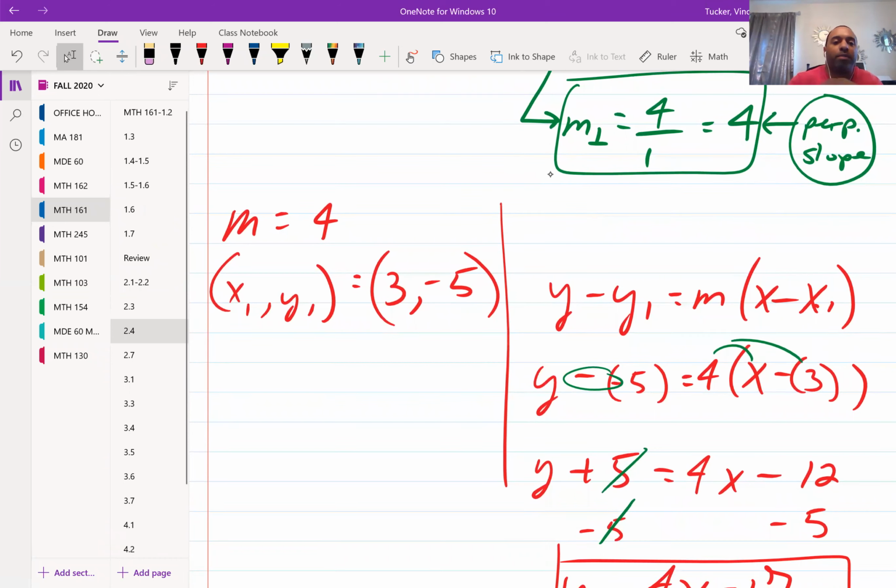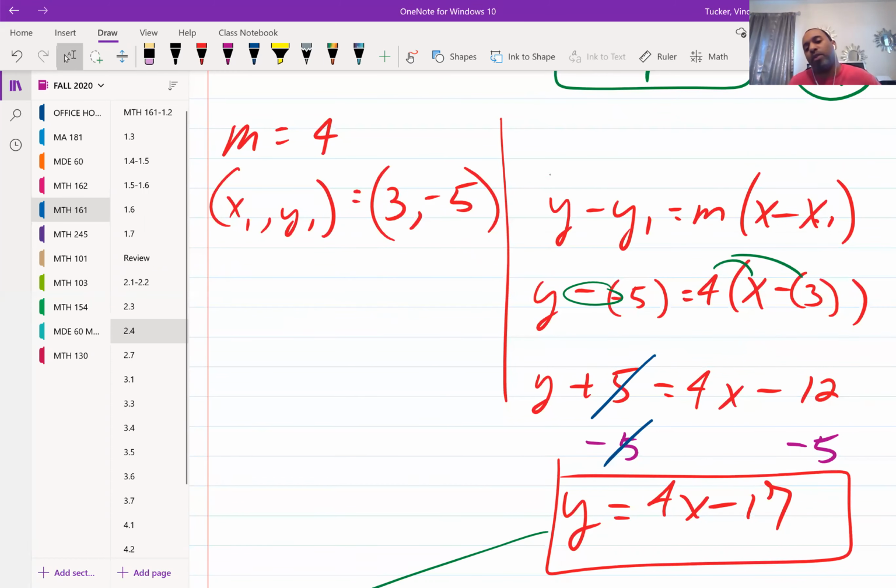So that'll be y plus 5 equal to 4x minus 12 after you do your distribution. Negative, negative turns positive. So from there, subtract 5 from both sides. The 5's cancel on the left, and it leaves me with y equal to 4x minus 17.